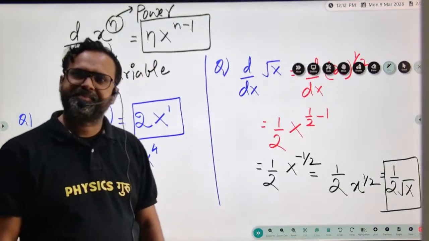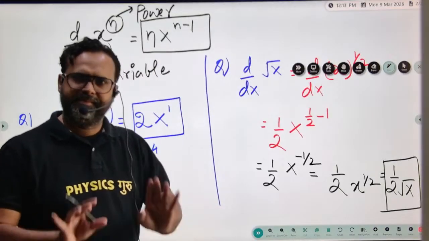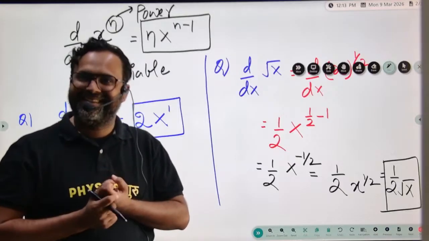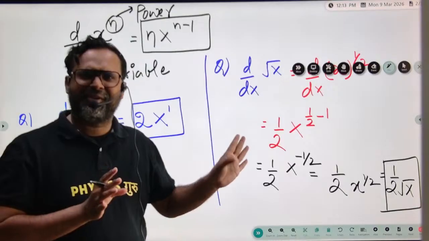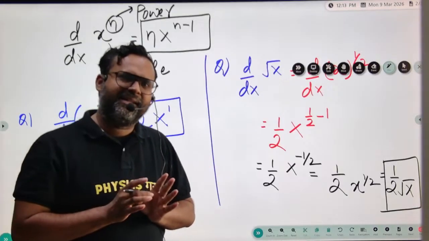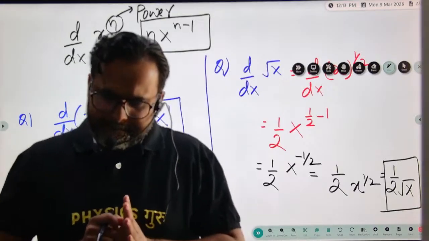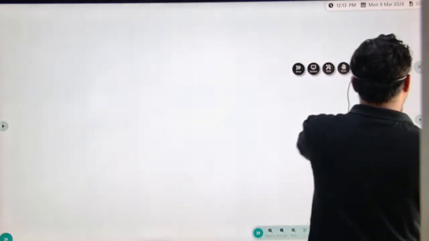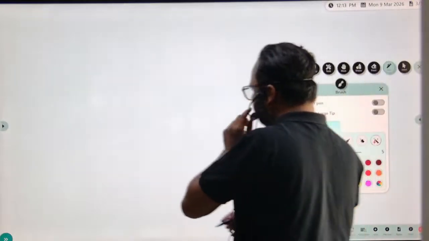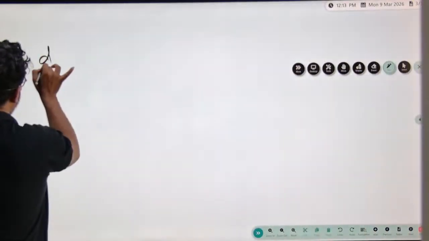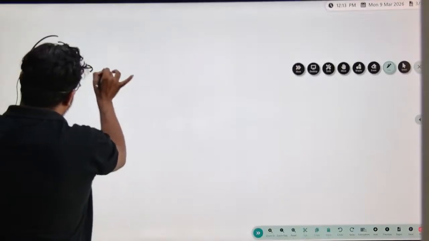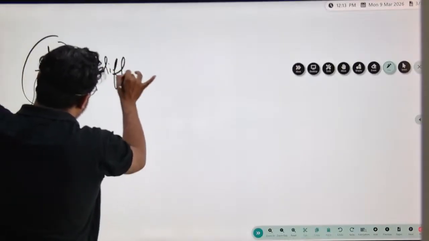Any doubt? So this concept is called differentiation. Clear? This is the basic formula. D is basically the symbol. I will be using two symbols here. For example, d by dx is a term. D by dx is the symbol that shows differentiation.